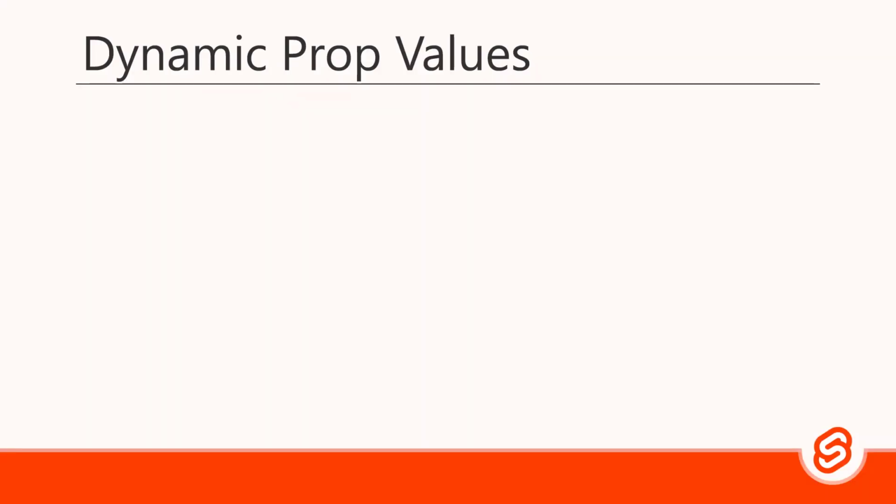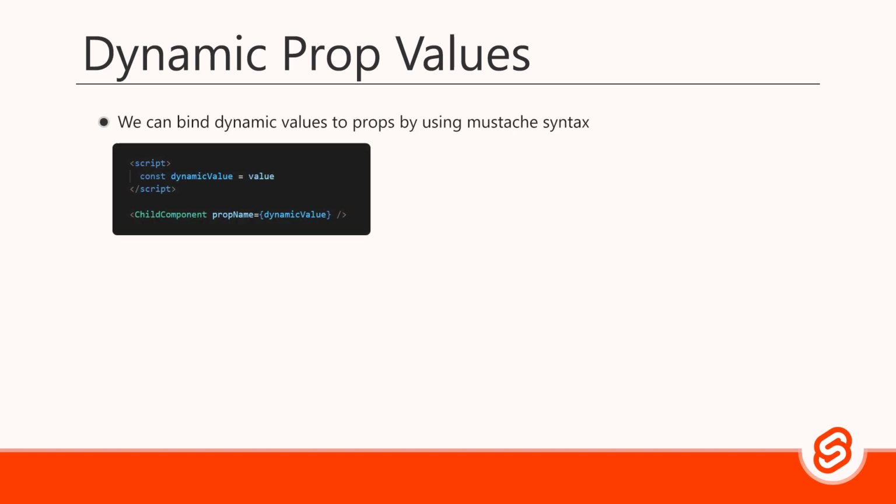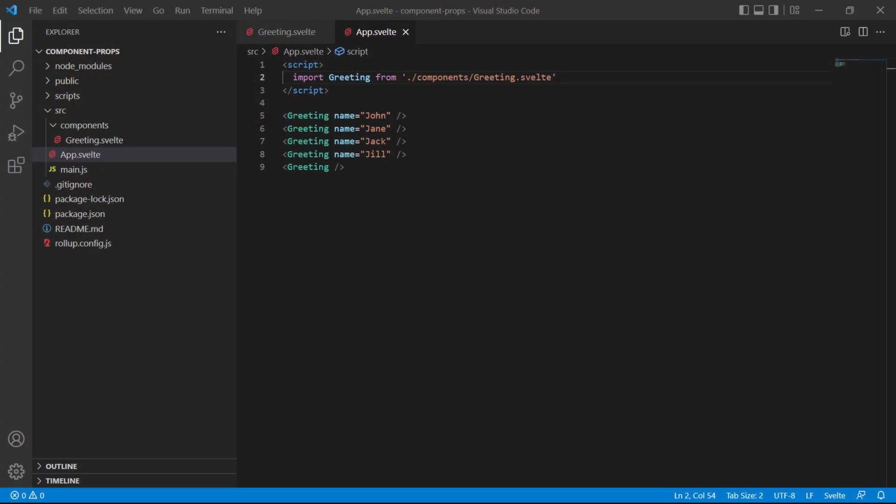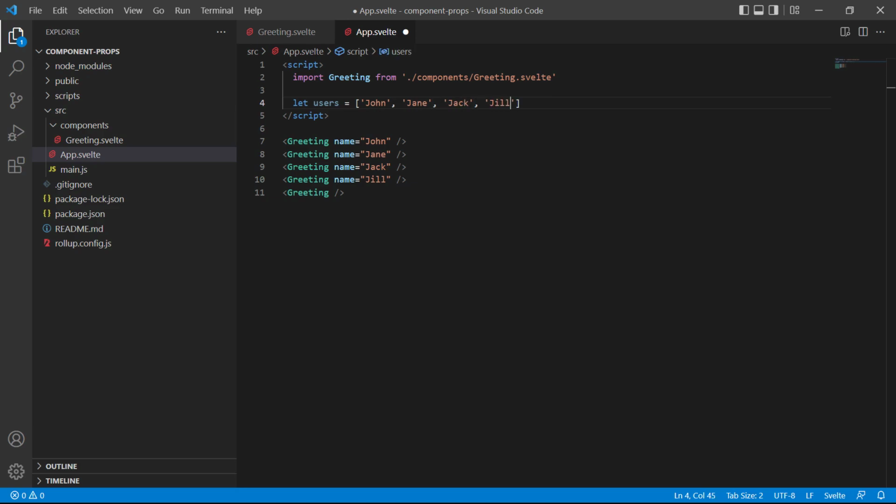So far, we've been hard-coding our values in the props. Most of the time though, the values will come from some other source, like an input, database, or computation. In that case, all we need to do is bind the dynamic value to the props value with mustache syntax. For our example, we'll store the names in an array, then bind them to the component instance. So, let users equal array, then, John, Jane, Jack, and Jill.